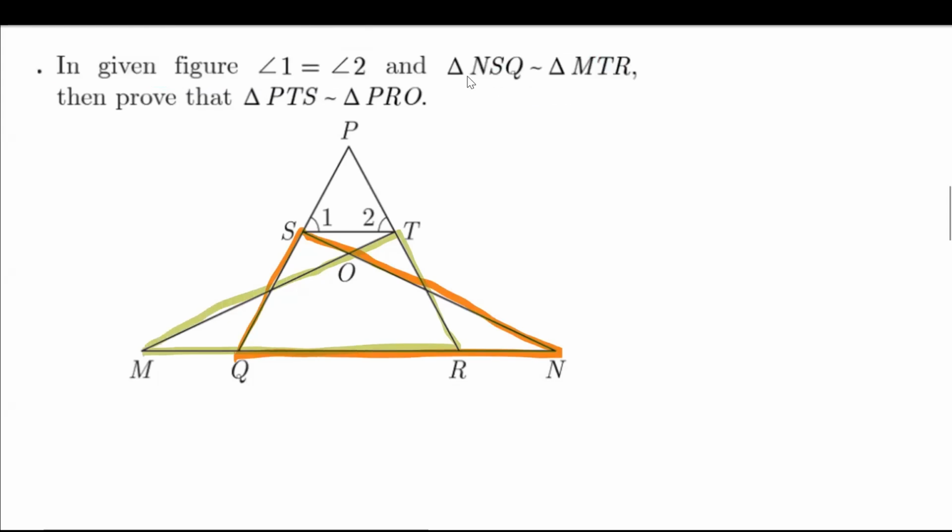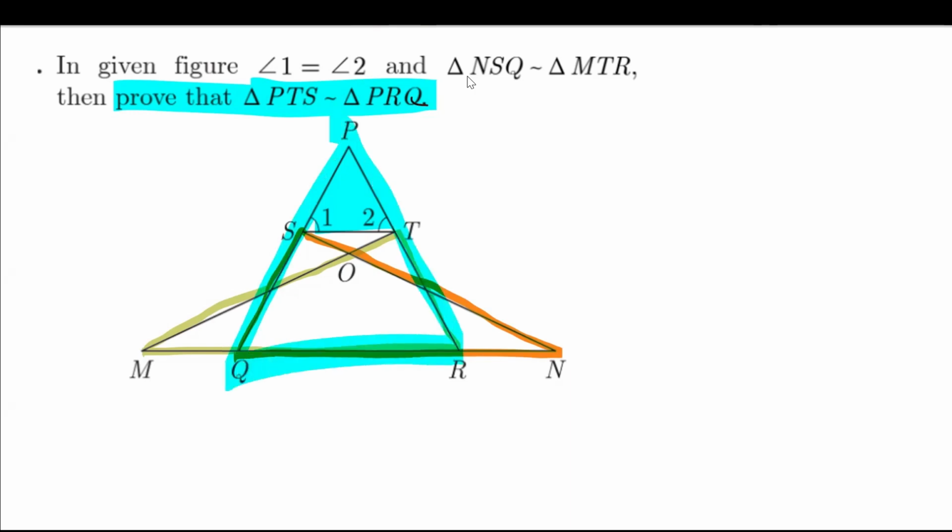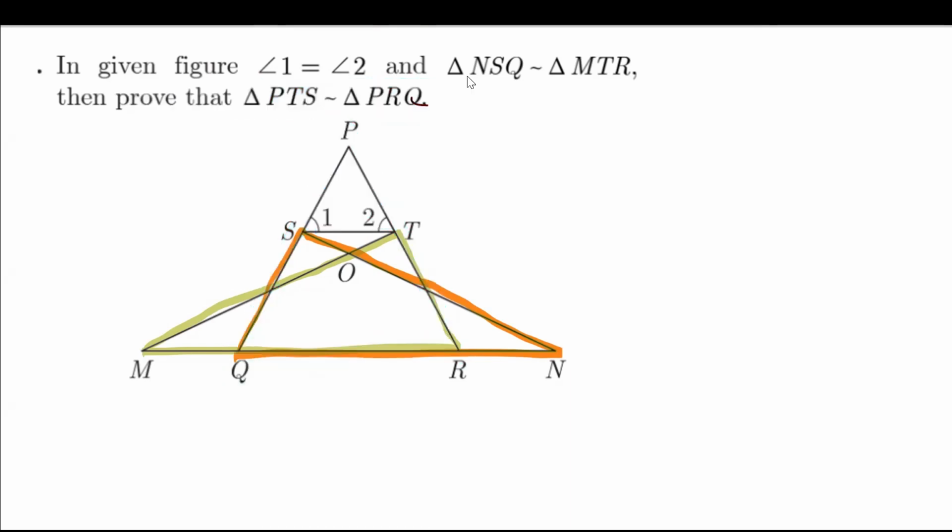Now, what we have to prove here is that the triangle PTS, this is triangle PTS, is similar to this triangle PRQ. It should be PRQ, right? This would be triangle PRQ. Now, to prove this, we can figure out from here first that we have angle 1 is equal to angle 2. So I'll start with this. That is in triangle PST, we have angle 1 is equal to angle 2.